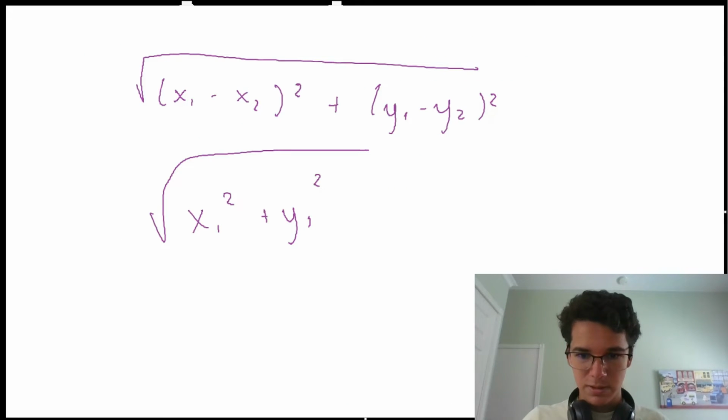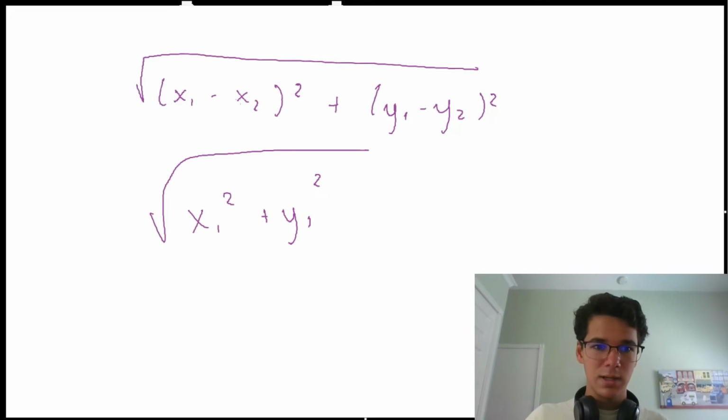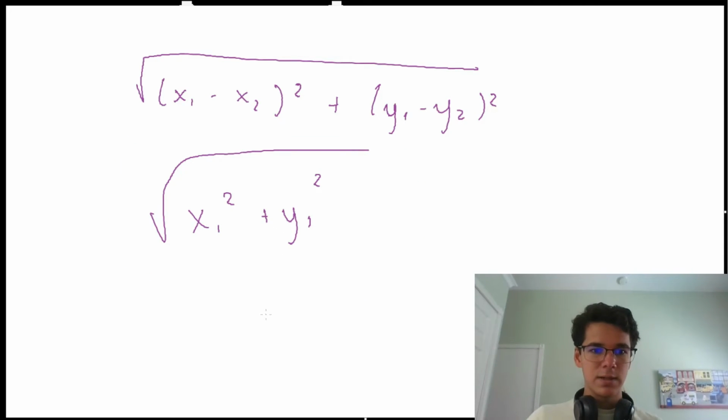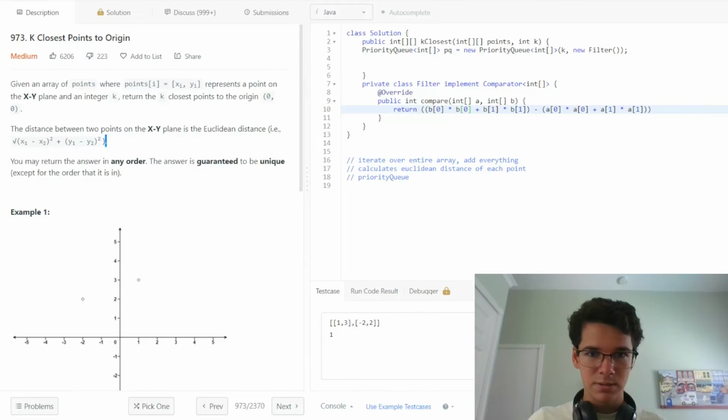So this is what the formula is, but since we're trying to get the point that's closest to the origin, we can imagine that x2 and y2 are equal to 0, so they don't exist. And so what we get is this right here. And this is almost what we have in the comparator. We have the point's x coordinate squared plus its y component squared, but we are missing that square root part right here. So is that okay? Do we need that square root part? Well, it turns out that we actually don't.